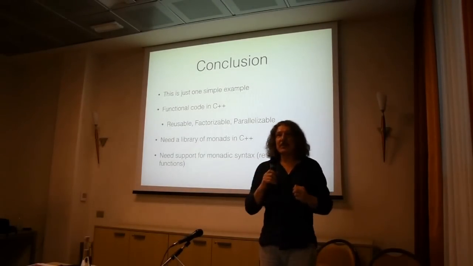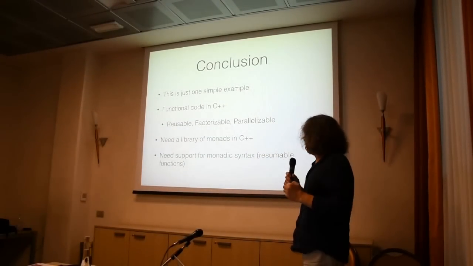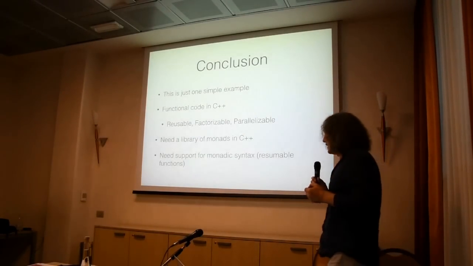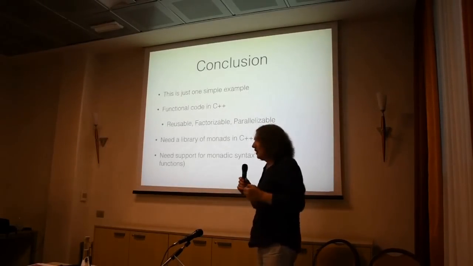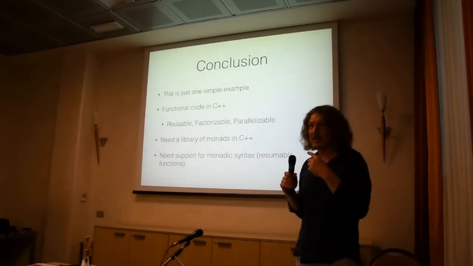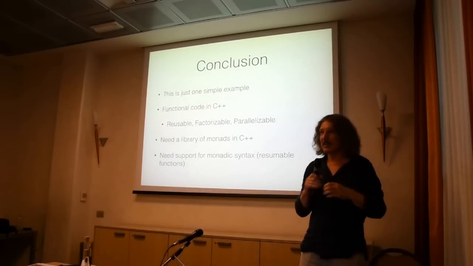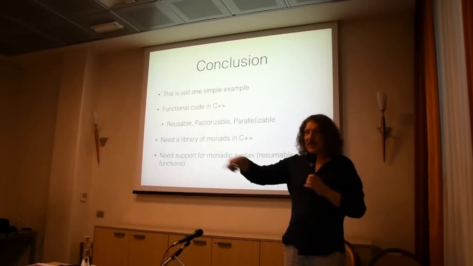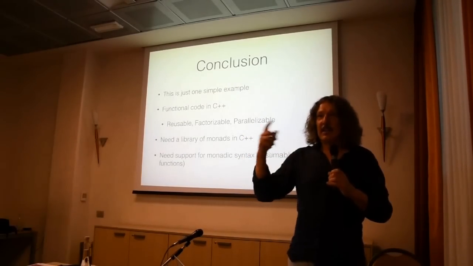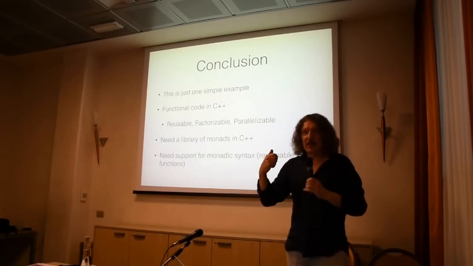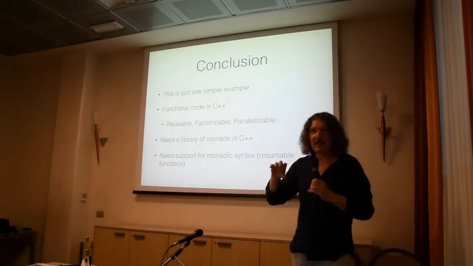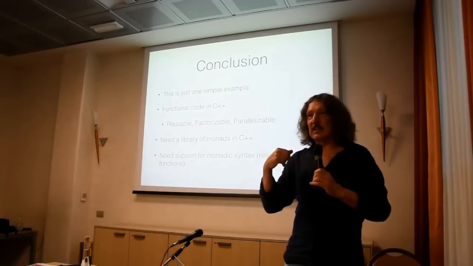So what I would like to see in the future, I don't know if this will happen, is a library of monads in C++, right? And also, it would be nice to have better syntax for them. I mean, if you look at this code, it's kind of ugly. All these continuations inside continuations inside continuations. In functional languages, monads are used with special syntactic sugar so that they look very nice. C++ doesn't have this syntactic sugar.